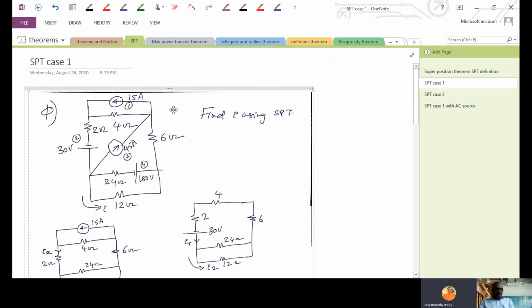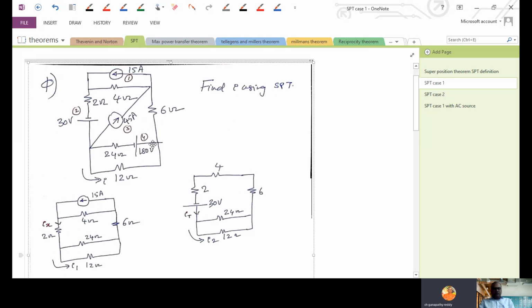So this is one bigger one: 15 ampere current source, 30 volts voltage source, 45 amps current source, 180 volts. Question is find I. Purposefully I selected this bigger one. How many sources are there? 1, 2, 3, 4 sources. Find I using superposition theorem. Is this category 1 or 2? It is clearly category 1. All sources are independent, all are DC sources.